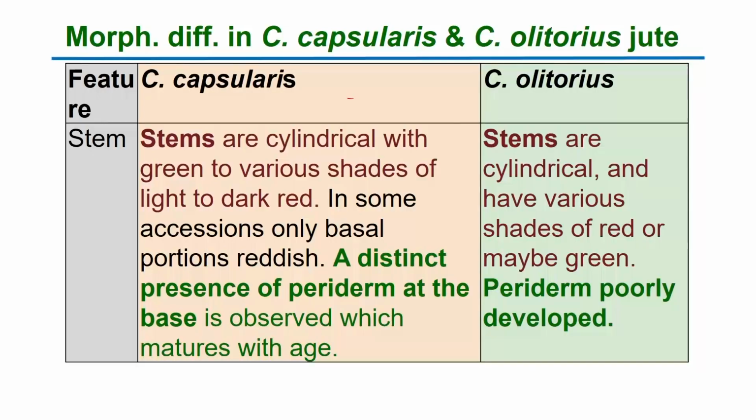Now white jute stems are cylindrical with green to various shades of light to dark red. In some accessions, only basal portions are reddish. A distinct presence of periderm at the base is observed, which matures with age. In Tossa jute, stems are cylindrical and have various shades of red or maybe green. Periderm is poorly developed. So, this is the difference. Here the periderm portion is poorly developed.